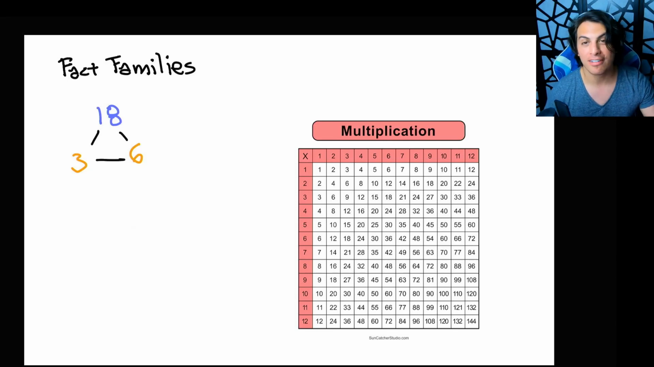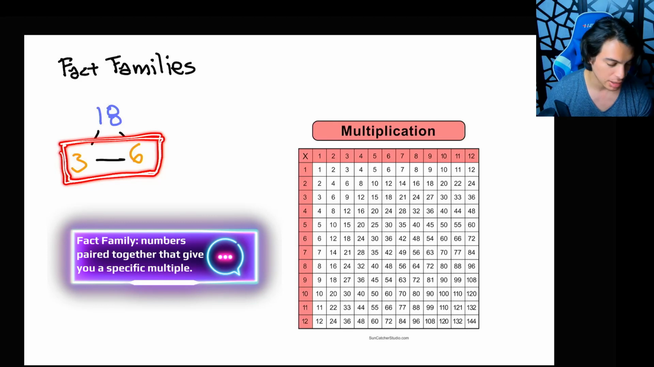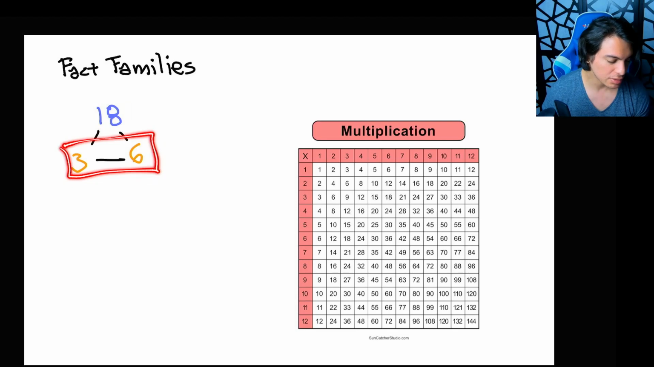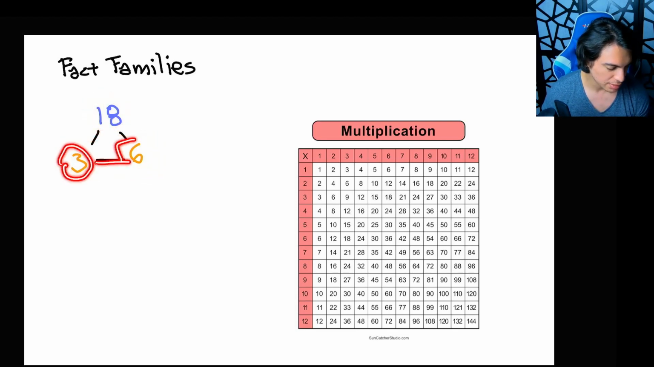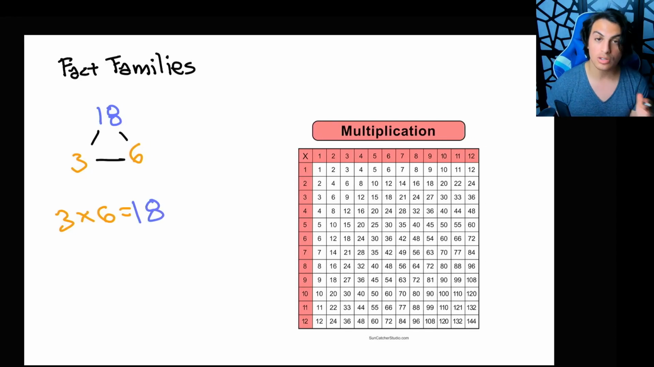Okay, so a fact family. A fact family are the factors, the numbers that multiply together. They're the factors that are locked together that give you a specific multiple. Mr. R, what do you mean when you say locked together? 3 times 6 will always give me 18. 3 times 6 is always going to be 18. That's what I mean when I say they're locked together.